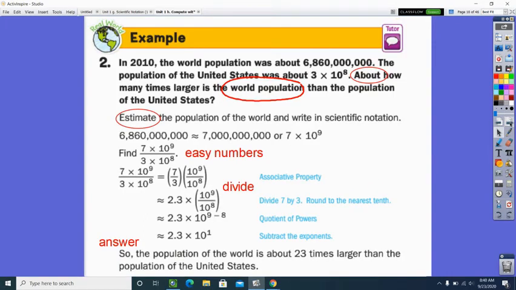So here's an example of where this is used in the real world. But we're not going to be specific here. We're actually going to do an estimate. You can see that I'm circling that. So in 2010, the world population was about 6,860,000,000. The population of the United States was about 3 times 10 to the 8th. One of those numbers is in standard form and one is scientific notation. And that's our first problem.